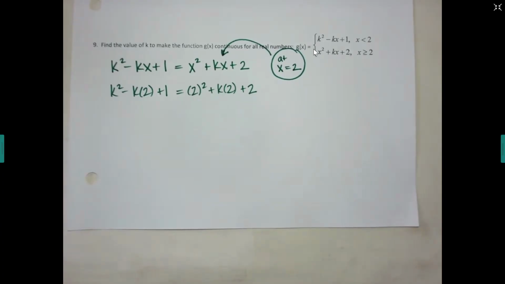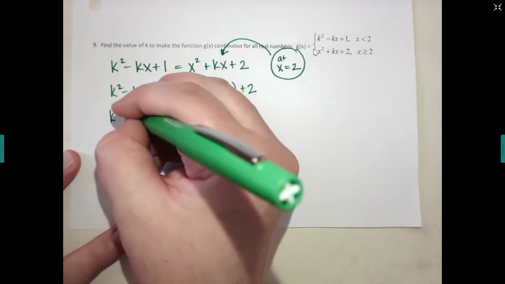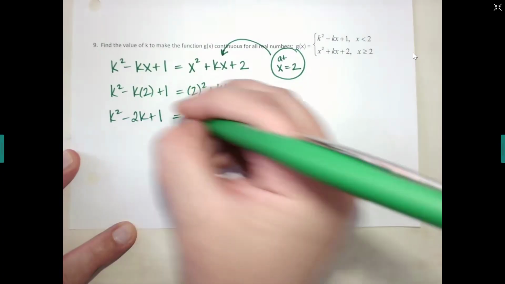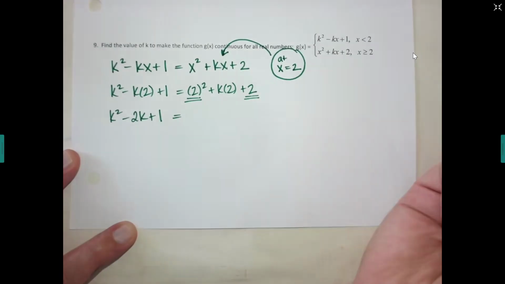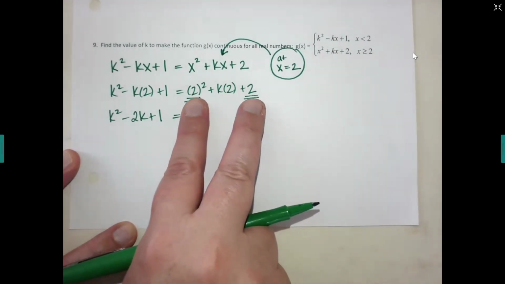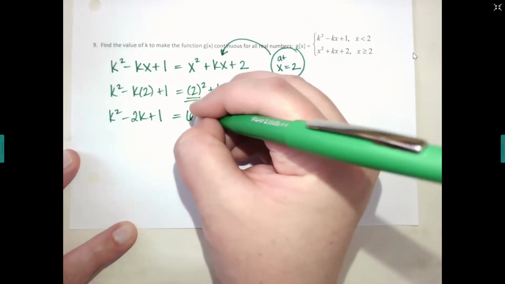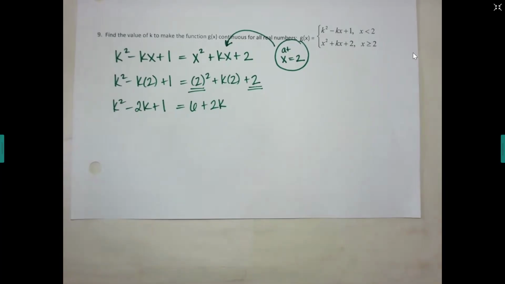Okay, so your first 2 steps are up there. Make sure you put the 2 where the x is, not where the k is. Your left side should have come out to k squared minus 2k plus 1. Your right side, 2 squared is 4 plus another 2, we combine those? 6, plus 2k.